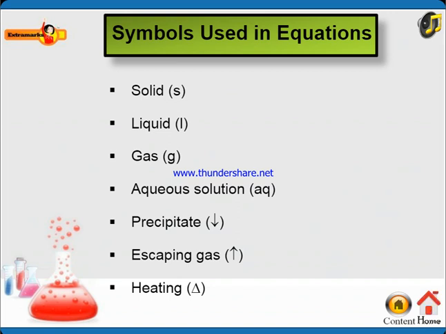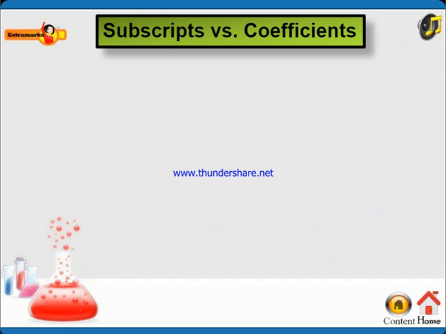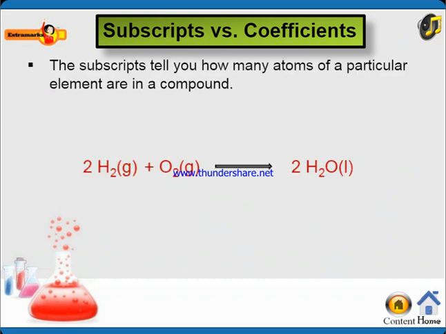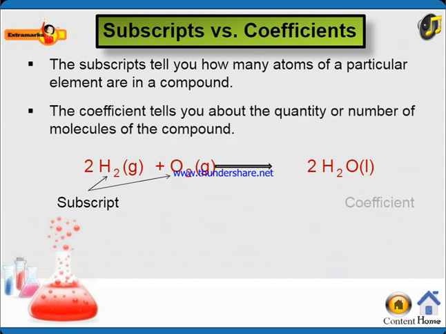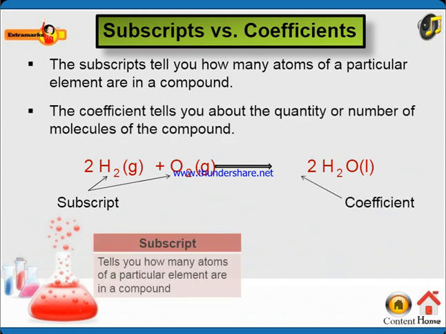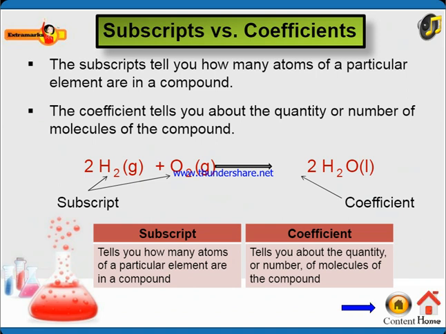It is time to understand the difference between subscripts and coefficients with reference to their usage for representing chemical equations. The subscripts tell you how many atoms of a particular element are in a compound. The coefficient tells you about the quantity or number of molecules of the compound.